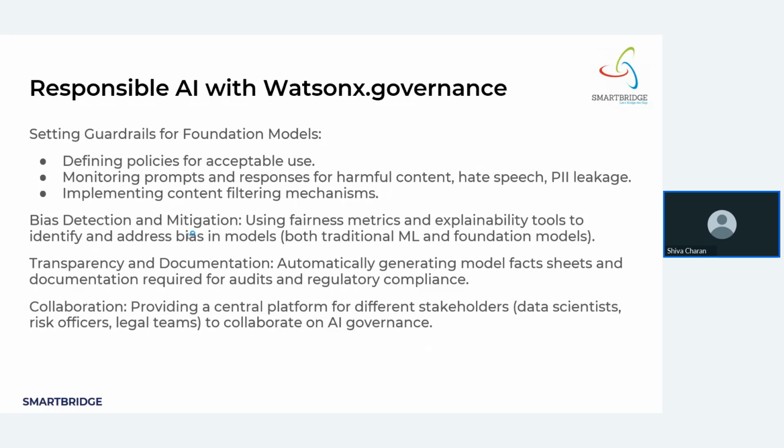Then bias detection and mitigation, which is using fairness metrics and explainability tools to identify and address bias in the model, both in the traditional machine learning way and in foundation models. Transparency and documentation means automatically generating model fact sheets and documentation required for auditing and regulatory compliance. So to make sure we are using AI responsibly, we need to follow all these guardrails: bias detection and mitigation, transparency and documentation, and collaboration.